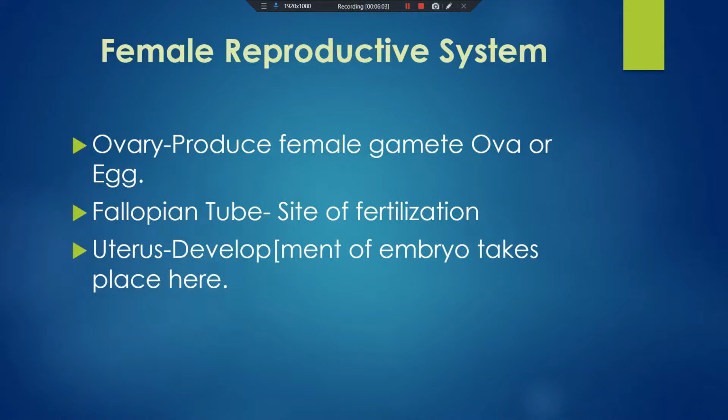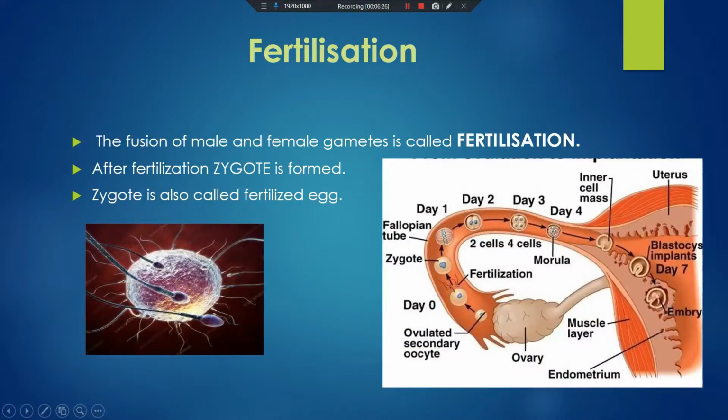The next organ is the uterus. The uterus is a sac-like structure and the development of the embryo takes place here. So this is a brief explanation of the female reproductive system. Now today's topic, fertilization. What is fertilization? The fusion of male and female gametes is called fertilization.